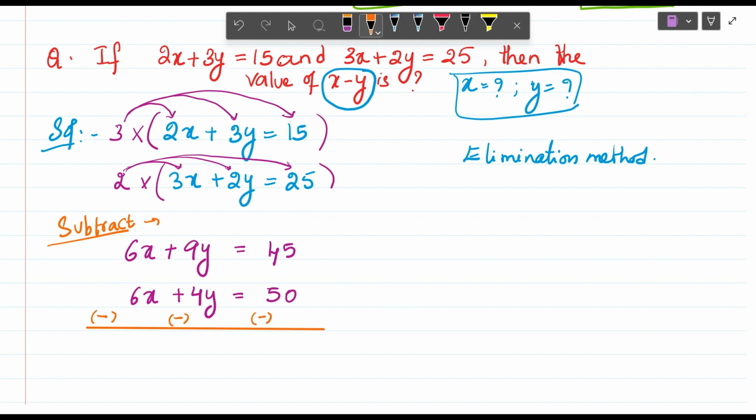So 6x and 6x, minus 6x gives the value of 0 and plus 9 minus 4 gives the value as plus 5y. That will be equal to 45 minus 50. See, integers concept. So different type. Do subtraction, you will get 5. What is the bigger number sign? So 50 and 45 after doing subtraction gives 5. The difference is 5. So the bigger number is 50 here and its sign is negative. So minus 5. Clear?